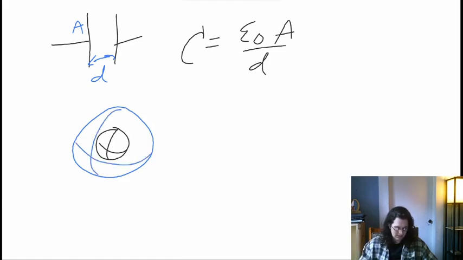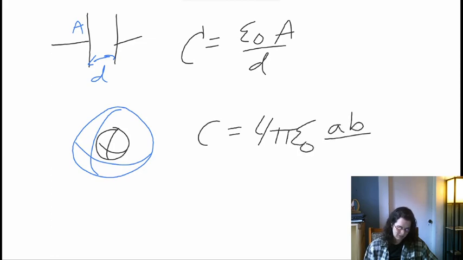And in this case, our capacitance is 4 pi epsilon naught times ab over b minus a. What are these a's and b's? These are actually the radii of each of these spheres. So the inner sphere has a radius little a, and the outer sphere has a radius little b. And this is just an equation from the text.